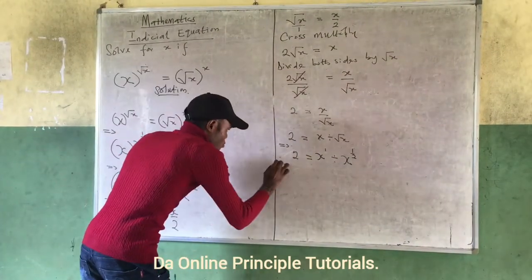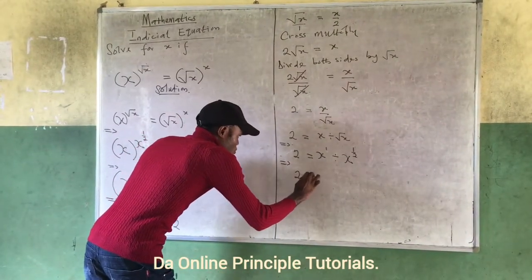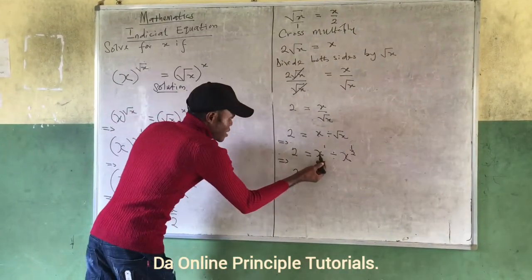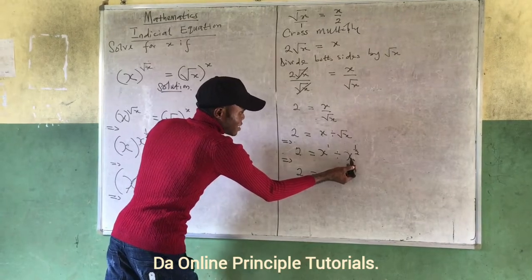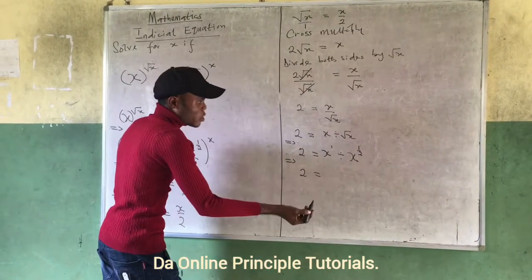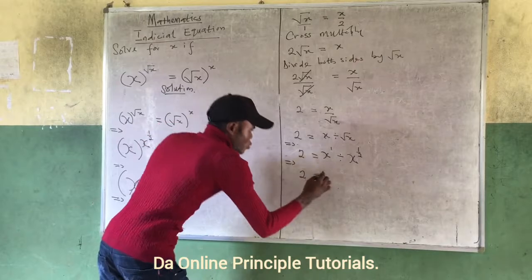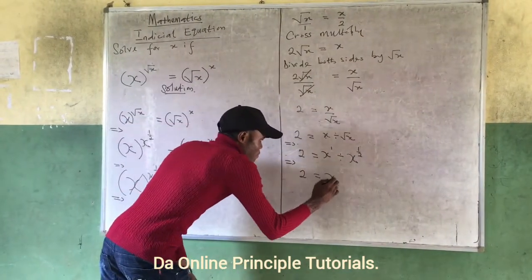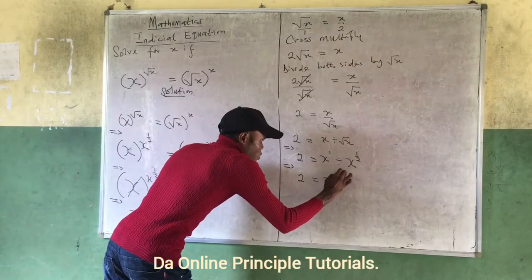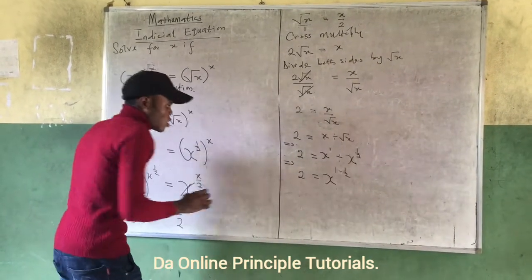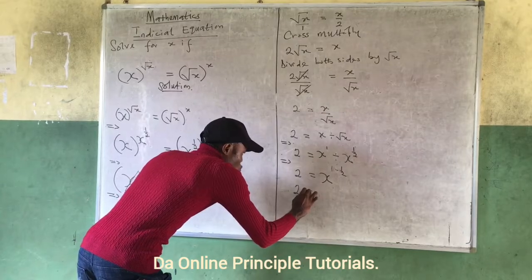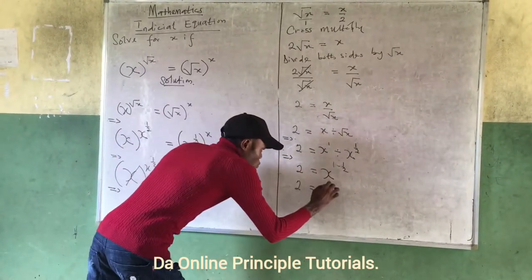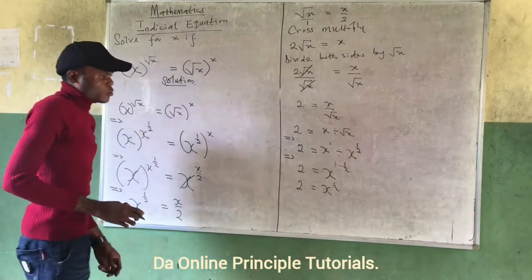And if you recall, from one of the laws of indices, if you have an index and another index with a division sign between them, with the same base, you pick one base and you subtract the powers, so that you have x raised to power 1 minus 1 over 2. So this implies that you have 2 equals x raised to power, 1 minus 1 over 2 will give you 1 over 2.